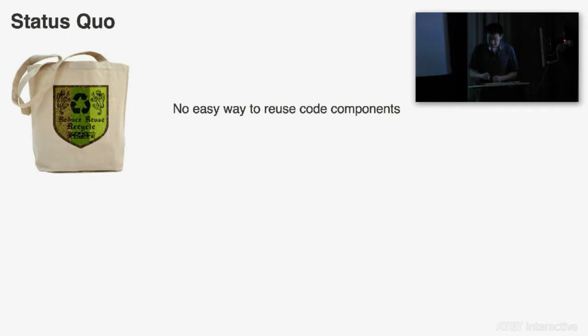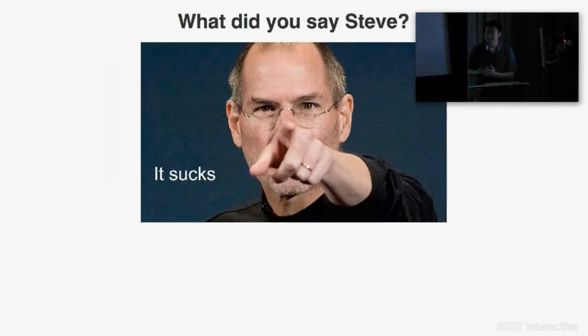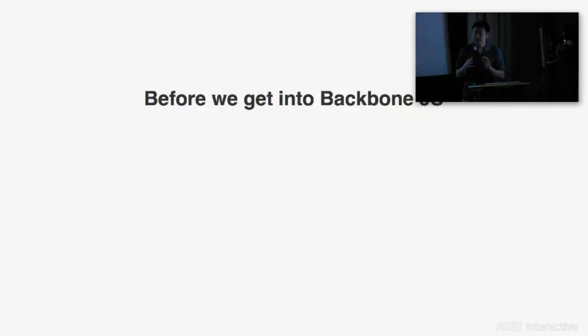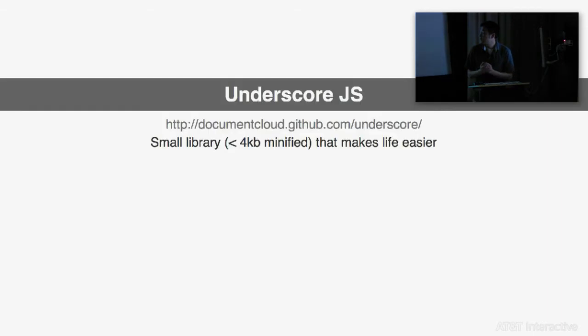So then, what happens, right? Your code sucks, your user interface sucks. You don't want to fix it. You don't want to add anything to it. You don't want to do anything to it. We're of this opinion with Steve. So before we get into Backbone, which will hopefully make things a lot easier, there's one dependency for Backbone.js, and that is Underscore.js, written by the same author.